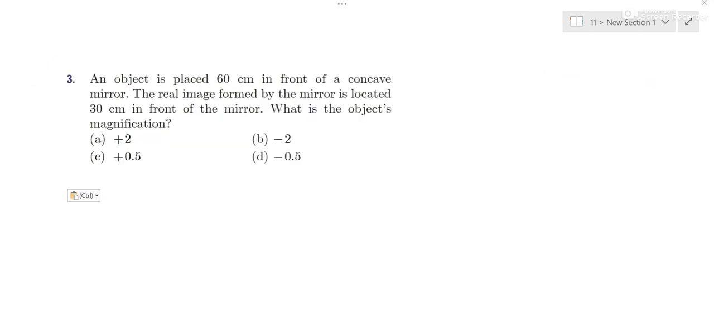An object is placed 60 centimeter in front of a concave mirror. So object distance is minus 60. So the real image formed by the mirror is at this. So this is distance of the image. Now it will be taken positive or negative, so that you have to understand.